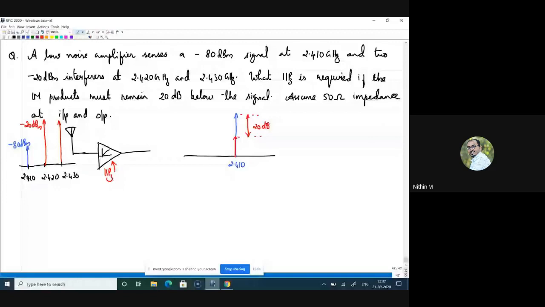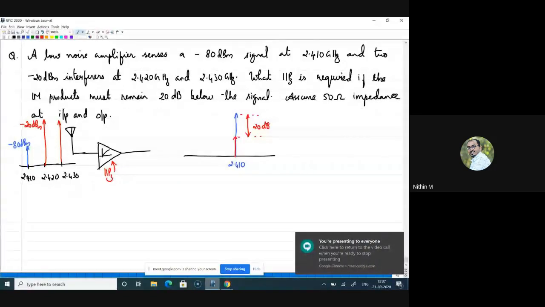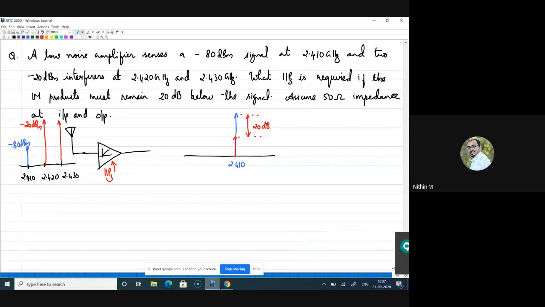All right. So yeah, I saw one answer posted by Juhi. Juhi, the answer is not minus 70. So can you just unmute and tell me how you calculated that? Sir, I thought since at the output it said that the IM products must remain 20 dB below the signal, then the difference in 20 log omega 1 omega 2 minus 20 log A IM3 will be 20 dB. And I did it that way.